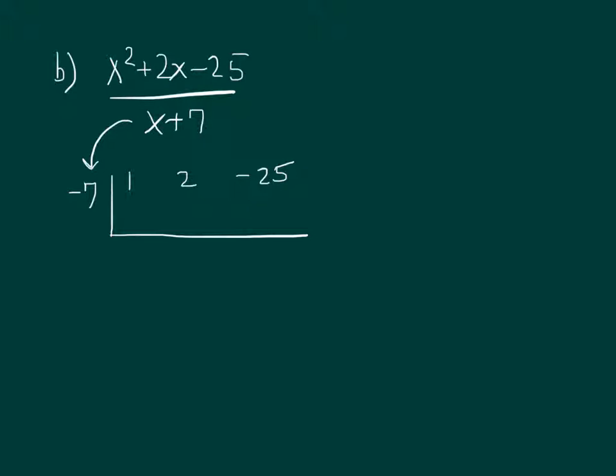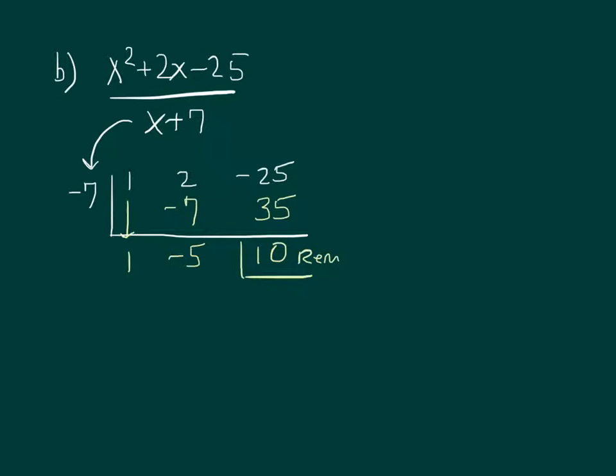Now, I'm going to bring this 1 down. 1 times negative 7 is negative 7. 2 minus 7 is negative 5. Negative 5 times negative 7 is positive 35. And negative 25 plus 35 is 10. The remainder in this case is 10.